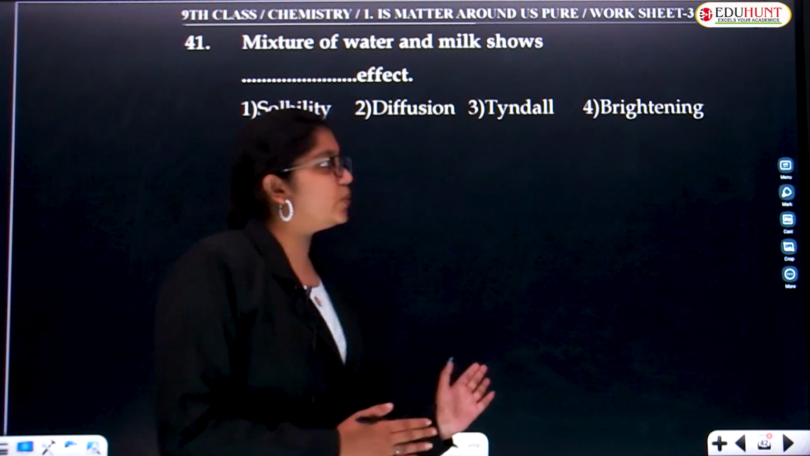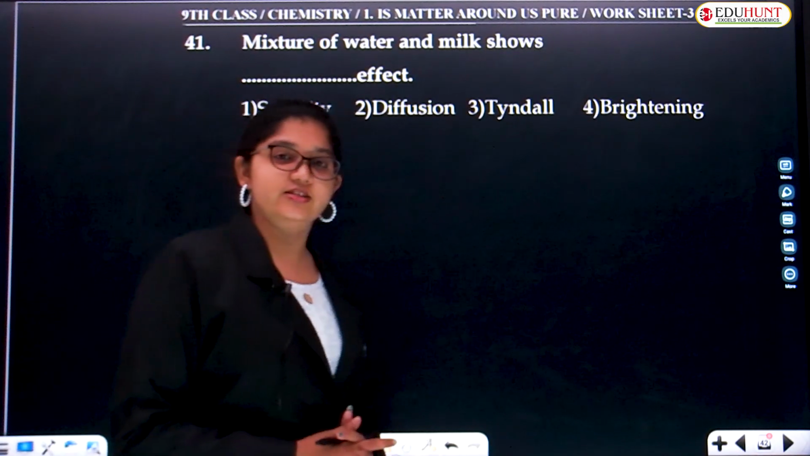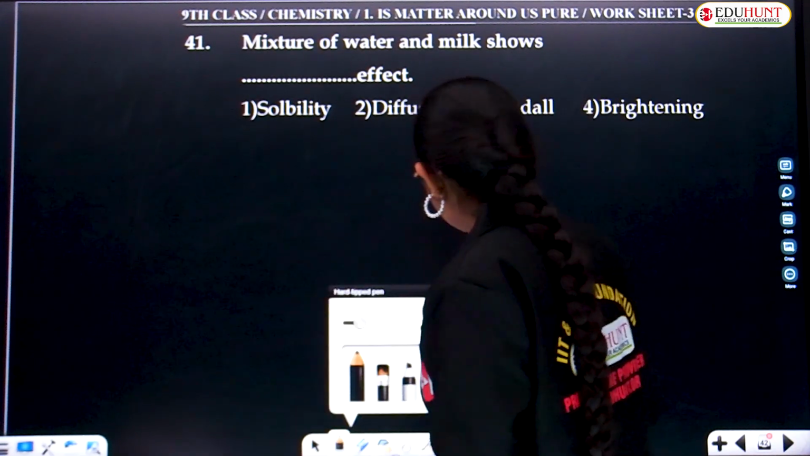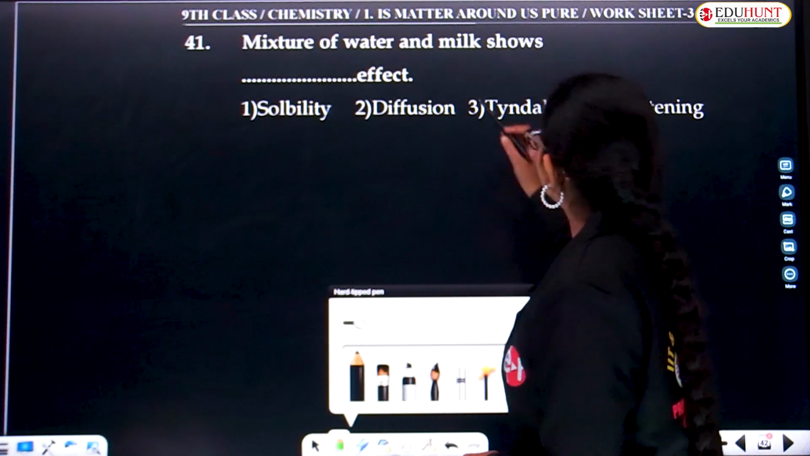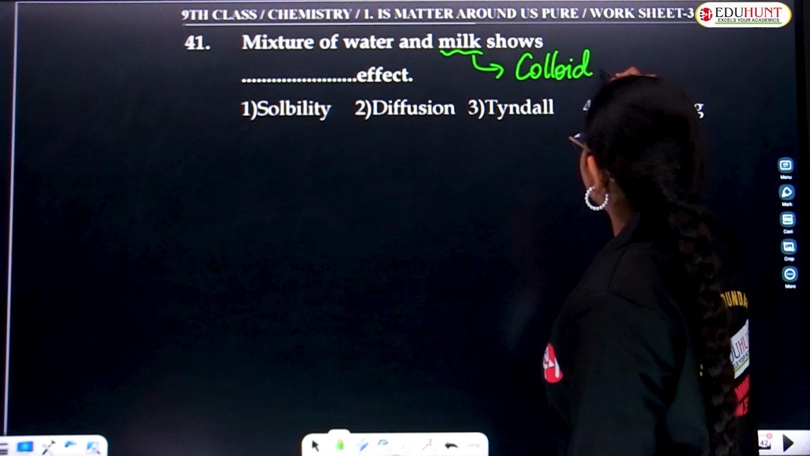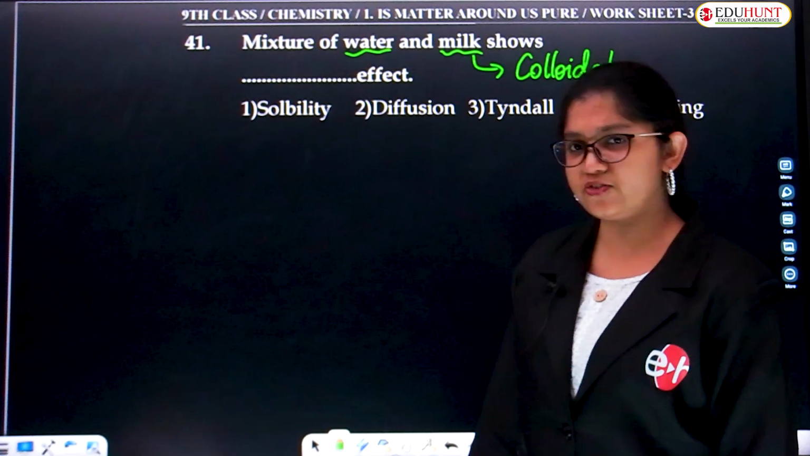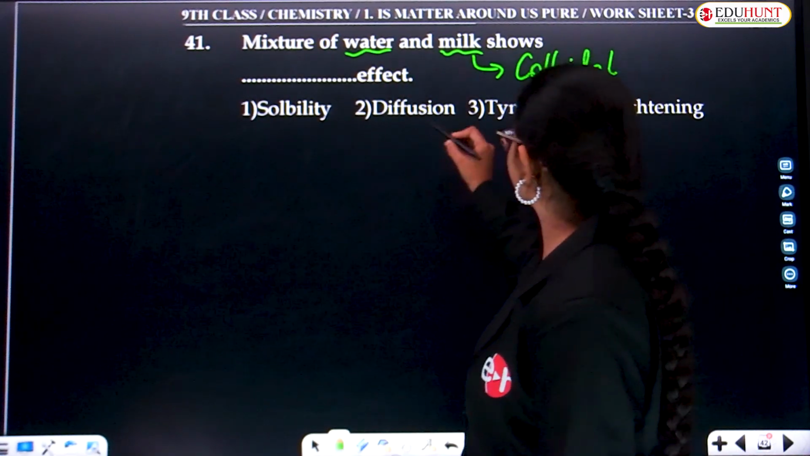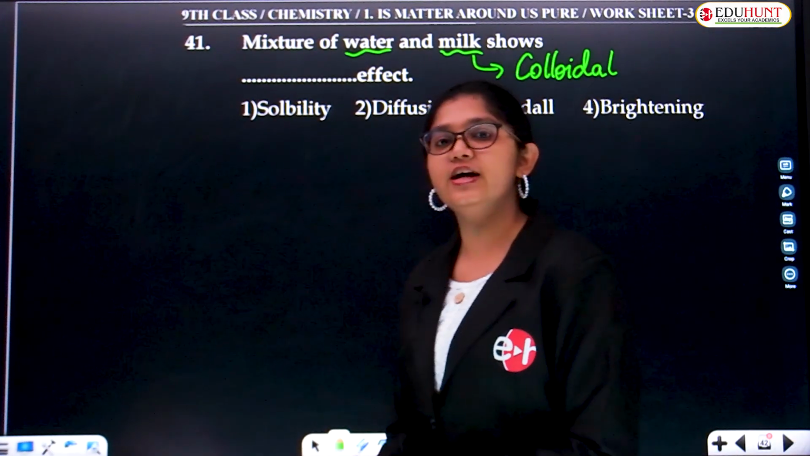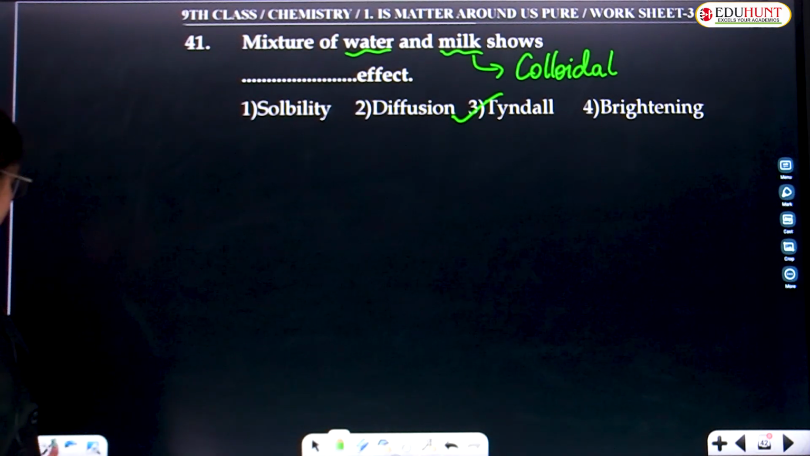Here we go with the 41st question. Mixture of water and milk shows dash effect. Milk comes under which solution? Milk comes under colloidal solution. Very good. So when this colloidal solution is mixed with water, which effect does it give? Very good, Tyndall effect. Option 3. It allows the light to pass through them, right? So 41 is option 3.